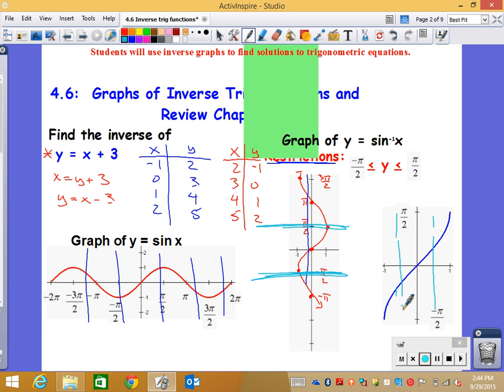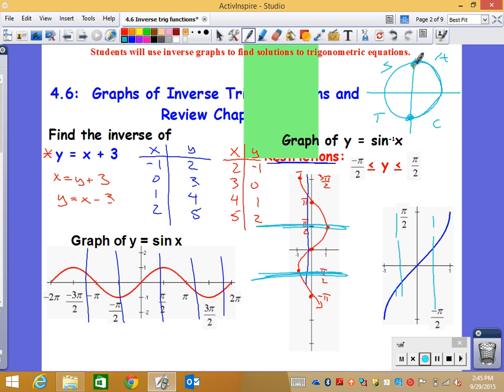If we think to the unit circle, why it works out really well that I picked negative pi over 2 to pi over 2 because, thinking to my all students take calculus, I'm restricting from negative pi over 2 to pi over 2.